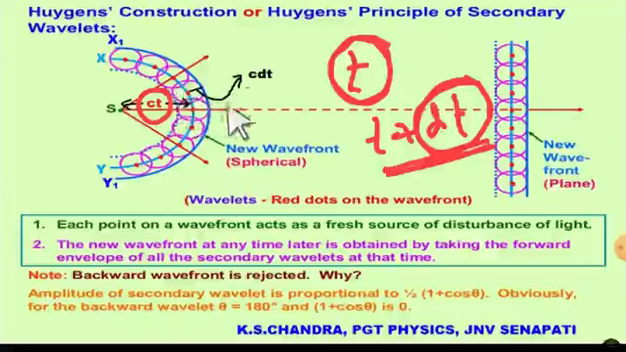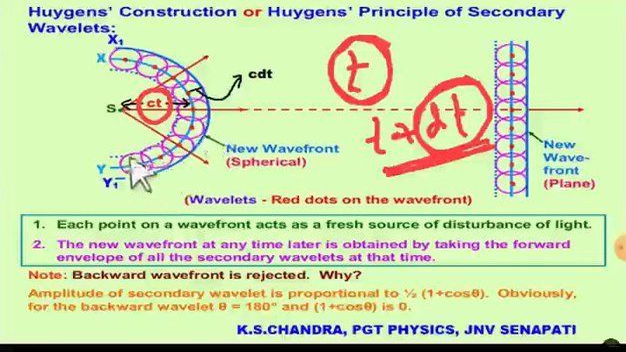Got it? So if you join all those points having the same phase of disturbance at this time t plus dt, then it will be a curve like this. This curve is formed by joining all those points having the same phase of vibration at time t plus dt. Then this will again be another wavefront, X1 Y1. And what type of wavefront is this? This wavefront will be called the secondary wavefront, due to the secondary wavelets.